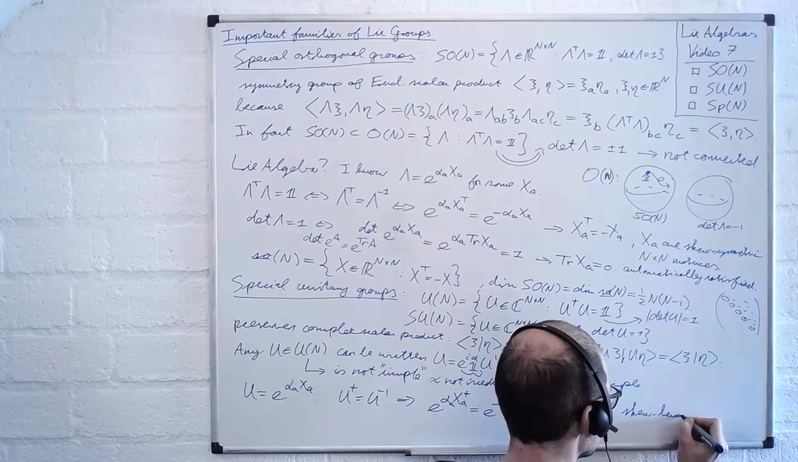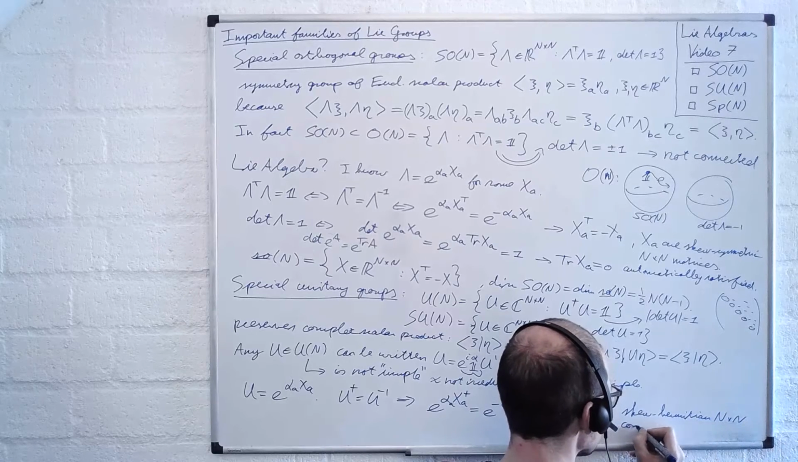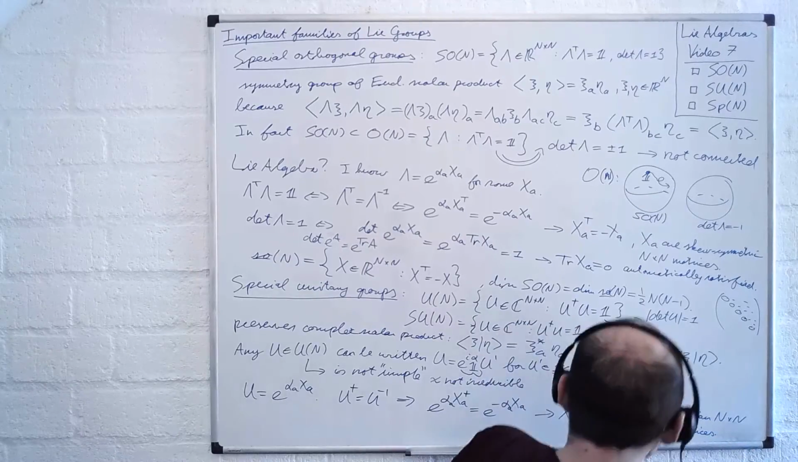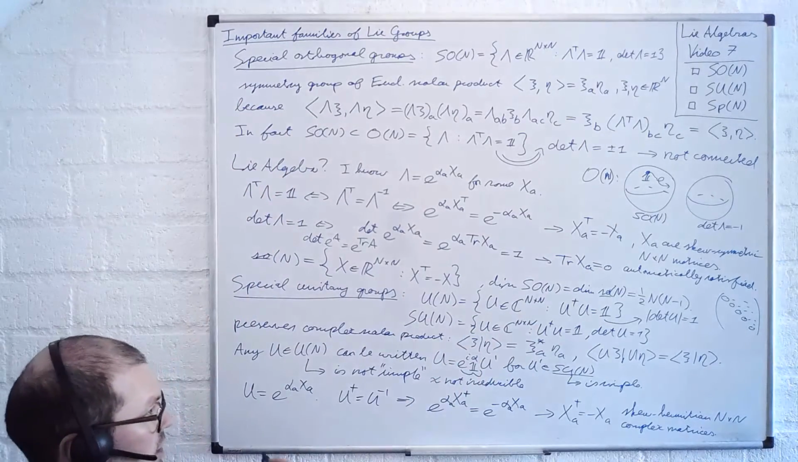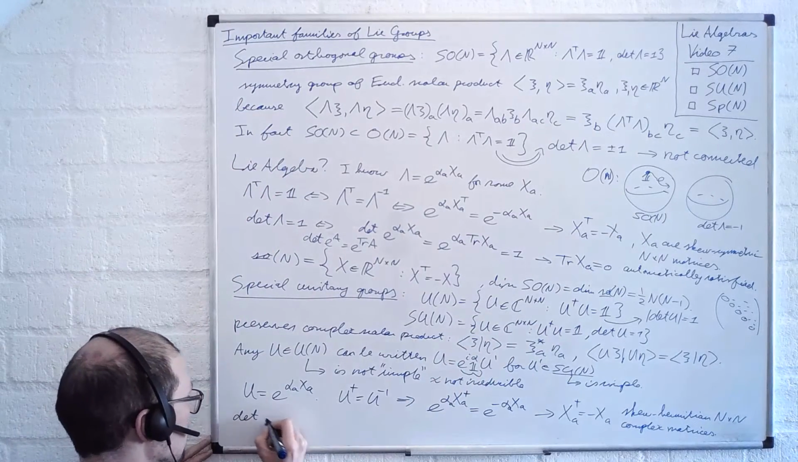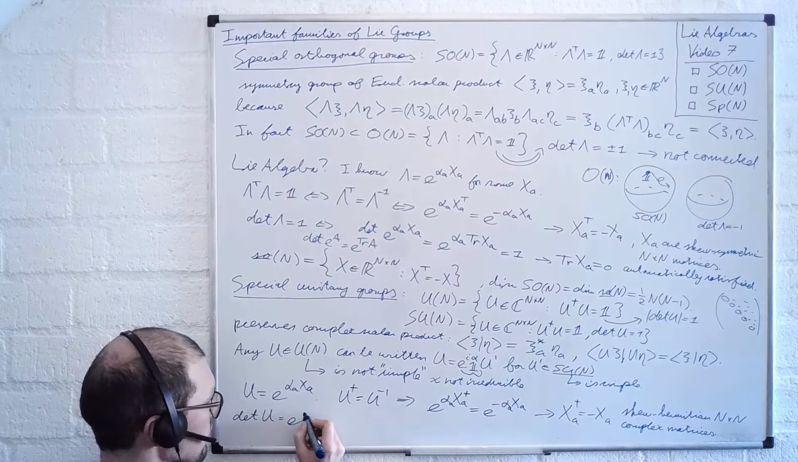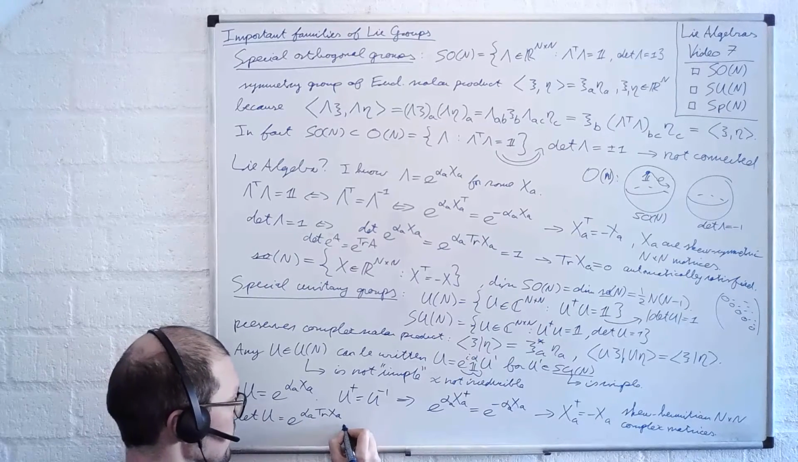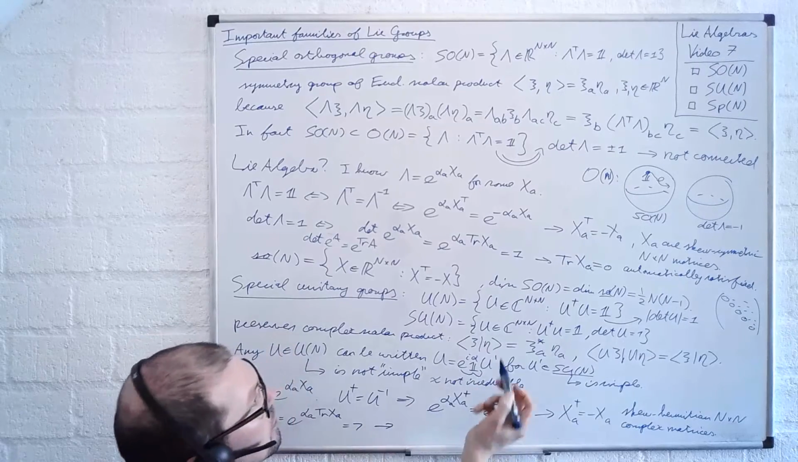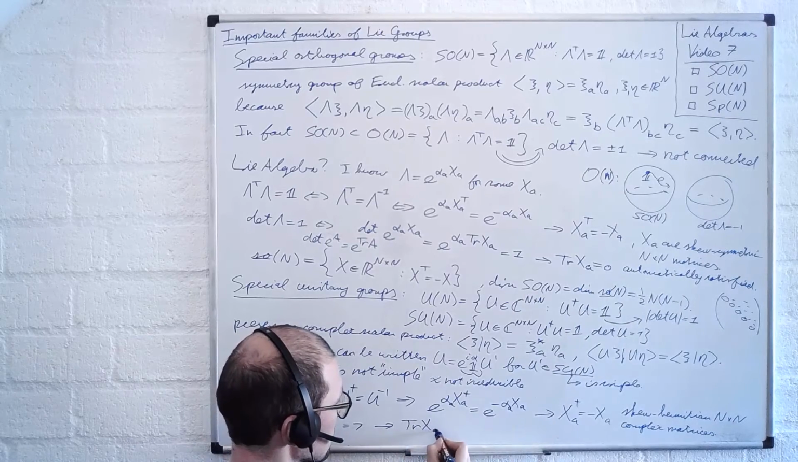Skew Hermitian n by n complex matrices this time. Complex matrices. And then there is the requirement that the determinant is equal to 1. So the determinant of u is going to be the exponential of alpha times the trace of X_A, like before, which should be equal to 1. So, just like here, it means that the generator should be traceless.